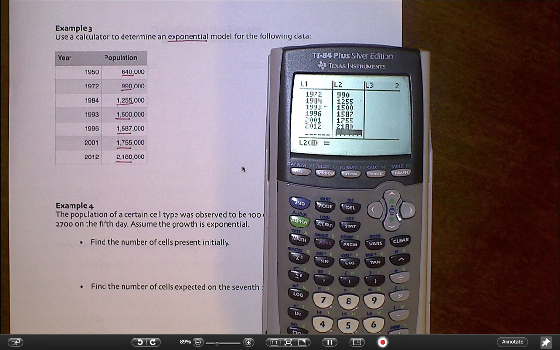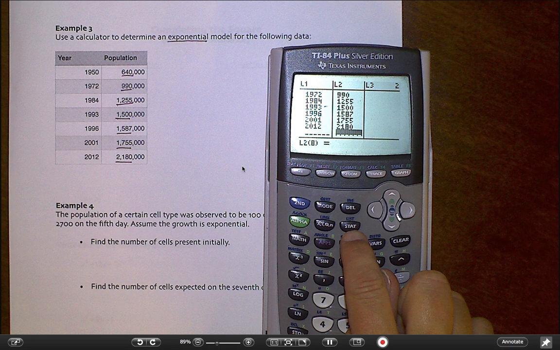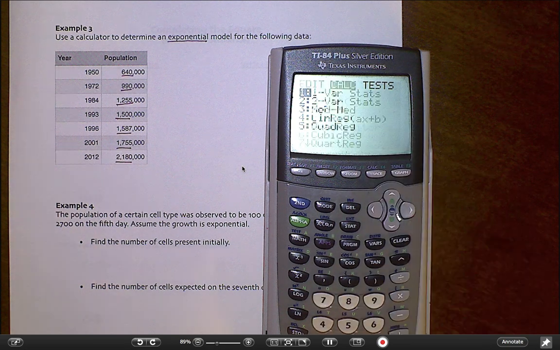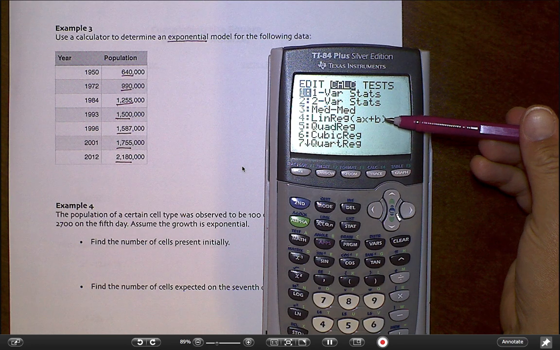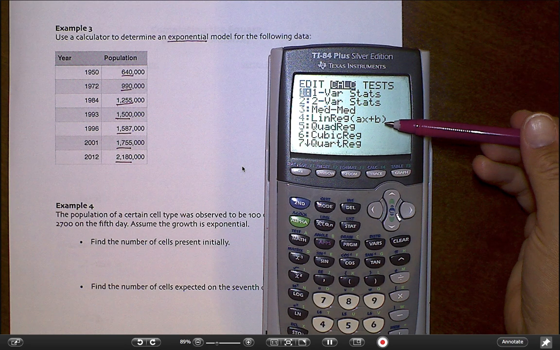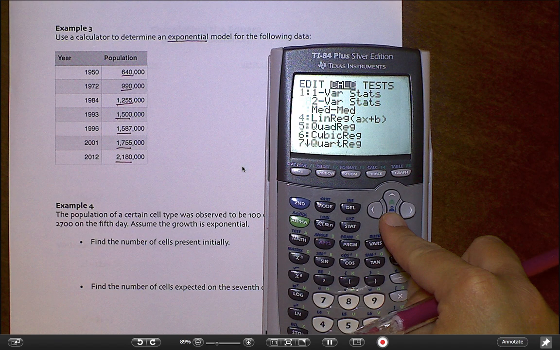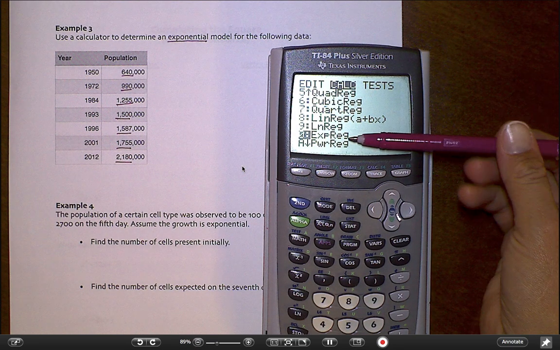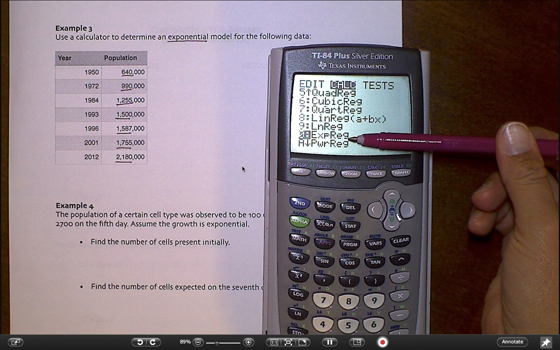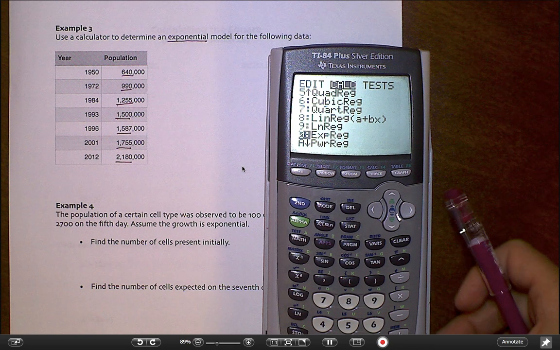Okay, and that process you should be familiar with from when we did linear regression, getting the data into your calculator. Now we're going to go back to Stat and over to Calc. If we were doing linear modeling, we would choose this one right here. The only thing we're going to do differently this time is choose exponential modeling, which I don't remember which number it is, but it's pretty far down here. There it is. So exponential regression is right here, number 0. So I'm going to choose that one.